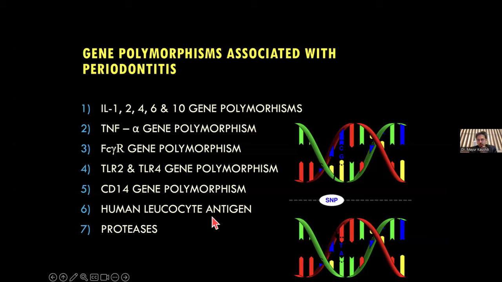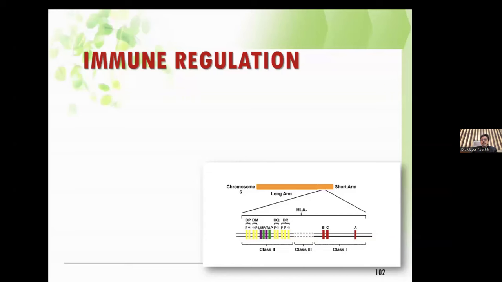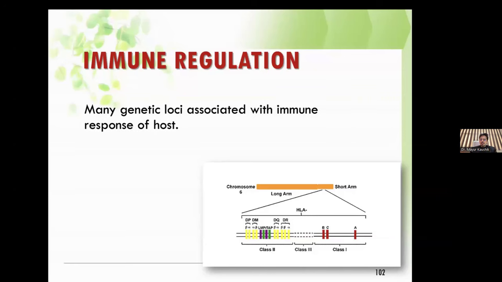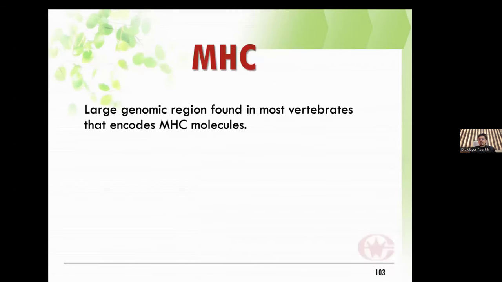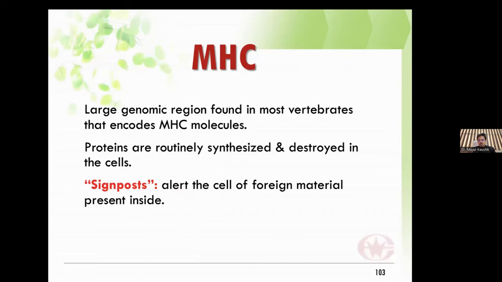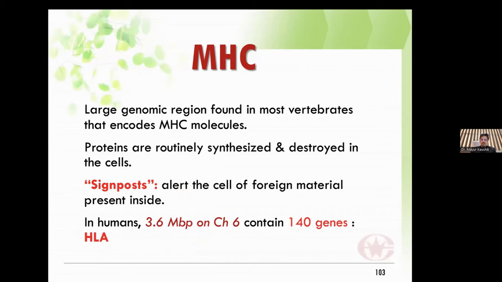Lastly, we come to a separate short note, HLA, human leukocyte antigen. Please understand that even though lots and lots of genes are involved in immune regulation, the majority of the genes in humans are present on chromosome 6. This is true not just for humans but for all vertebrates. The majority of the genes which help protect our body are present on the short arm of chromosome 6. This collection of genes is known as the major histocompatibility complex, a complex which gets activated whenever foreign microorganisms enter our body. MHC in humans is known as HLA, human leukocyte antigens. It is present on chromosome 6. 140 genes are the collection in humans on the short arm of chromosome 6 which are concerned with immunity.